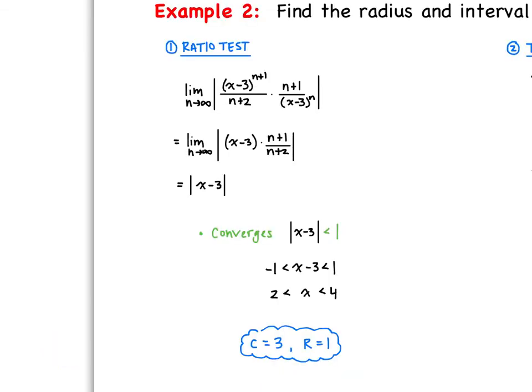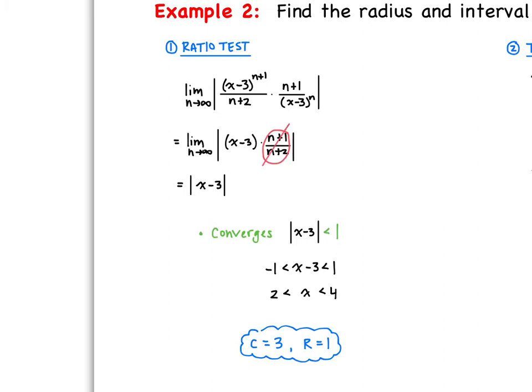Okay, so setting up the ratio test, the limit as n goes to infinity of the absolute value of (x minus 3) to the n plus 1 over n plus 2, times n plus 1 over (x minus 3) to the n. Cleaned up, we get the limit of the absolute value of x minus 3 times (n plus 1) over (n plus 2). When we throw infinity in for n, these guys just go to 1.